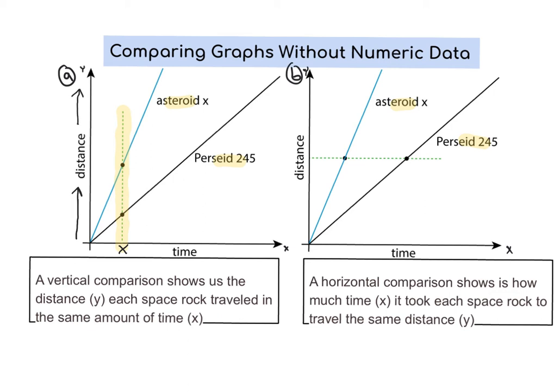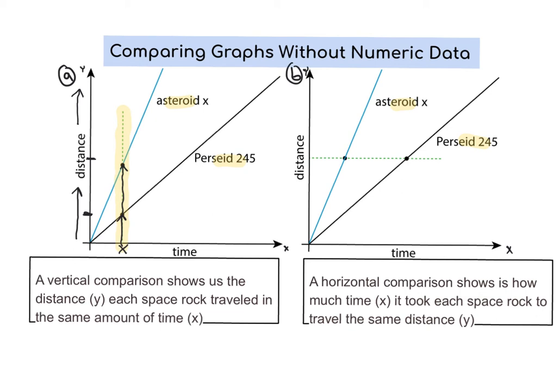So we can follow from this time point and say, well, in the same amount of time, the Perseid 245 was only able to go that far, and asteroid X was able to go that far. And we don't necessarily know what that distance is. All we know is that it is a greater distance. And we could do the same concept with a horizontal comparison.